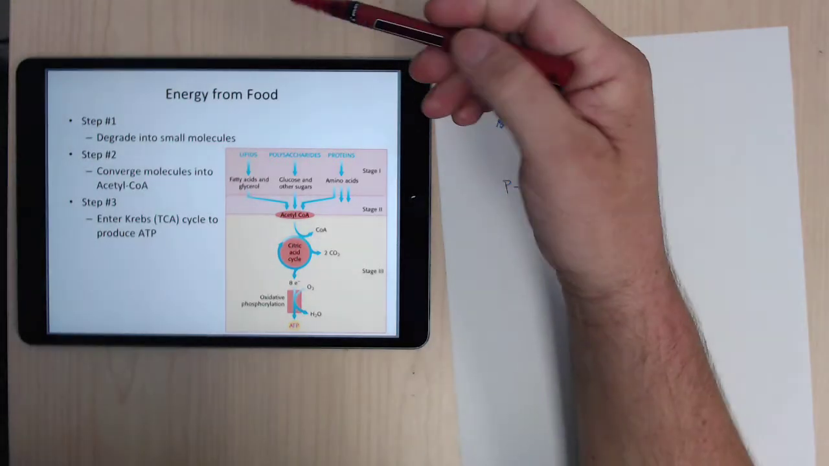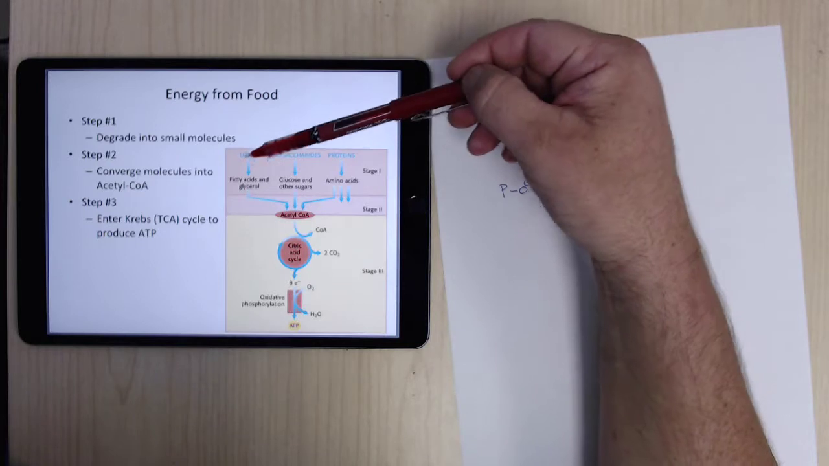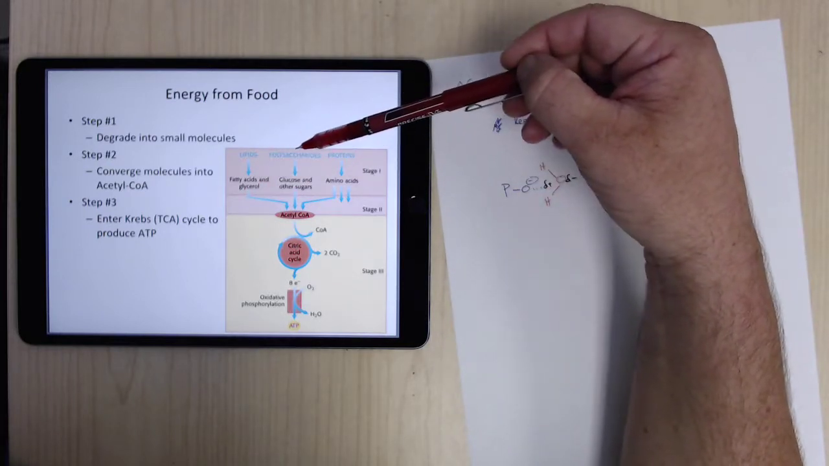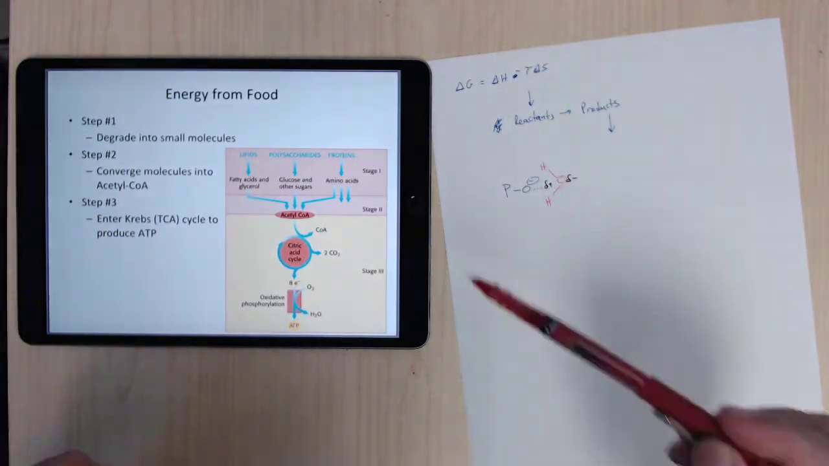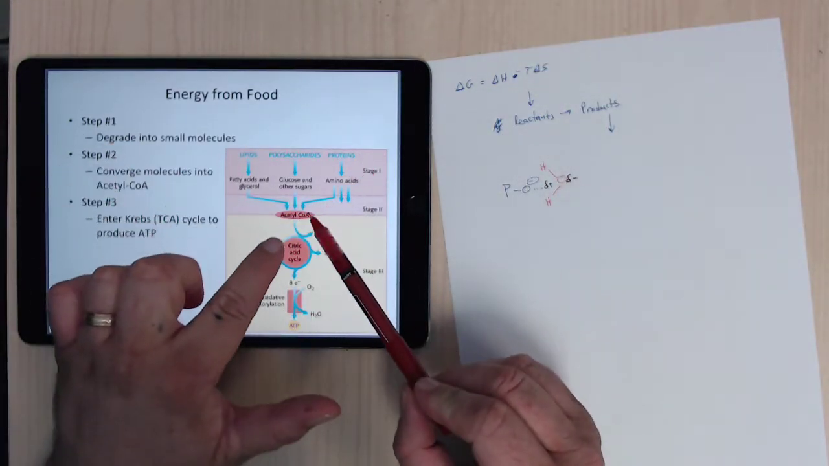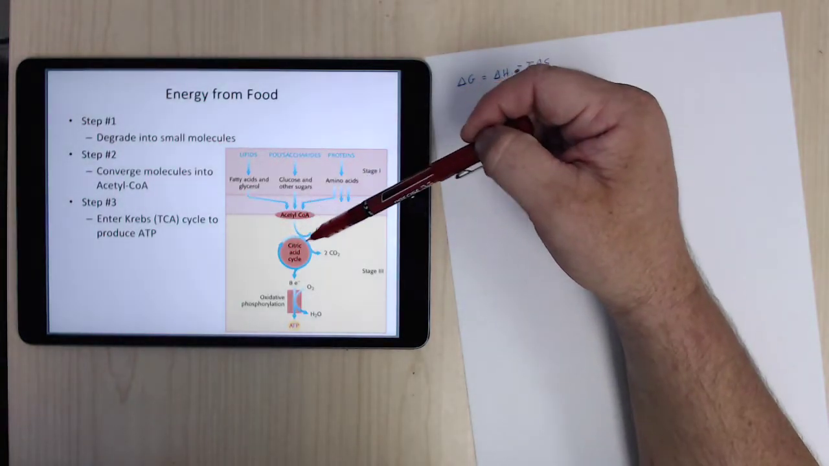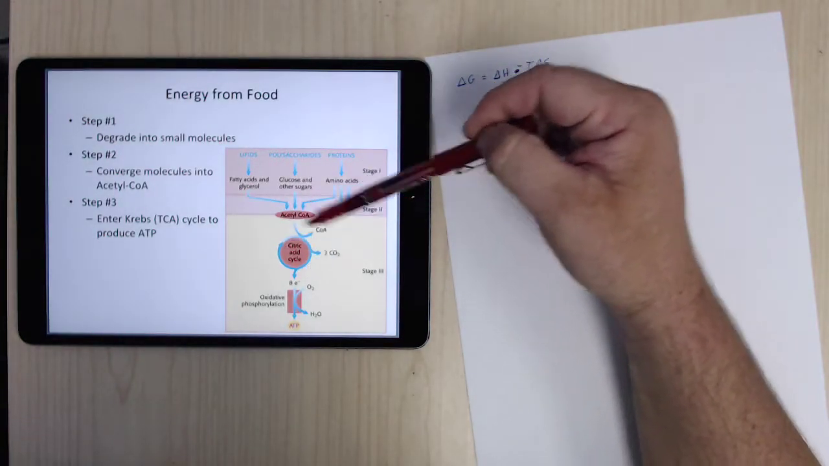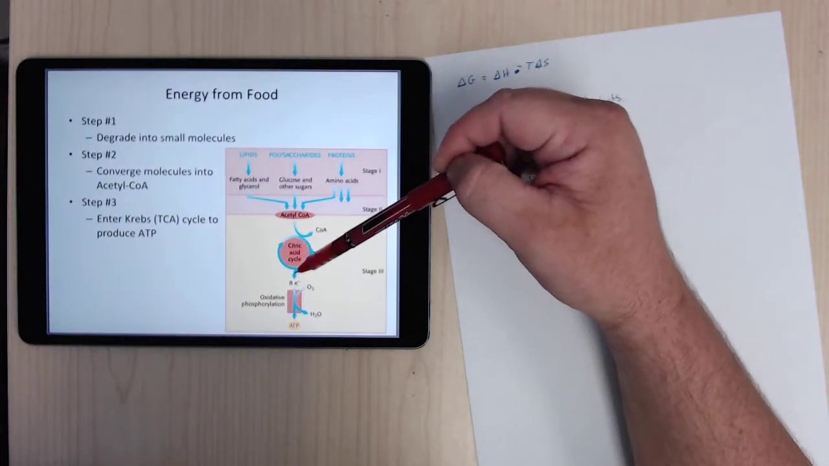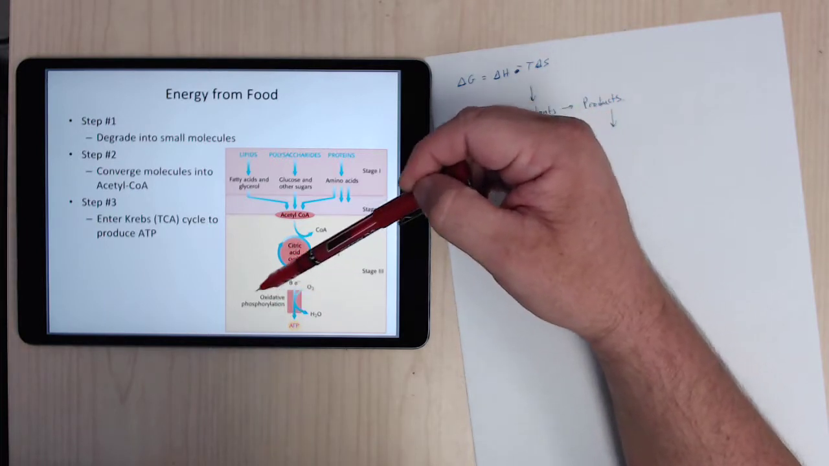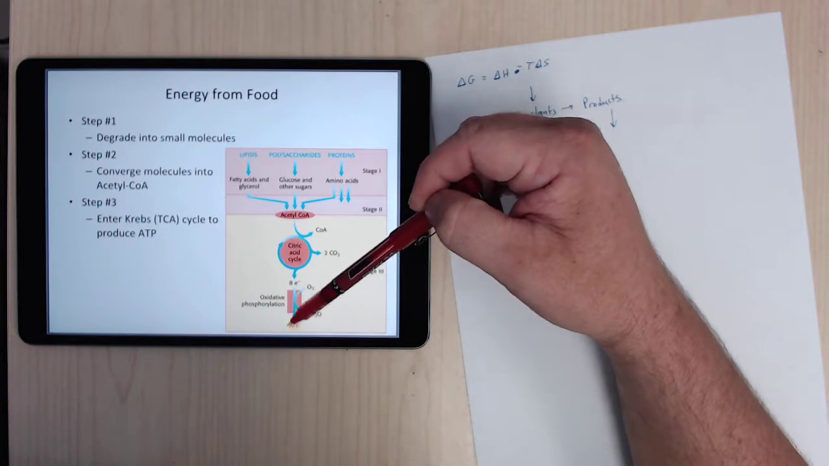Okay, so overall, for energy from food, you're going to degrade the small molecules, whether it be lipids, polysaccharides, or proteins. They have their own processes, but they are going to funnel down into a common intermediate, in this case acetyl-CoA. This can then get funneled into the citric acid cycle, and then the electrons from that will get pumped into the oxidative phosphorylation process, where it converts oxygen into water and then ATP.